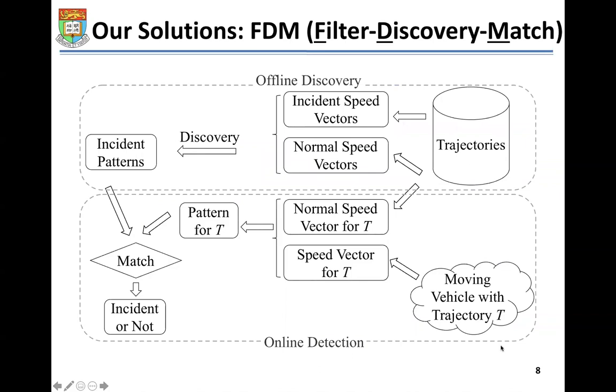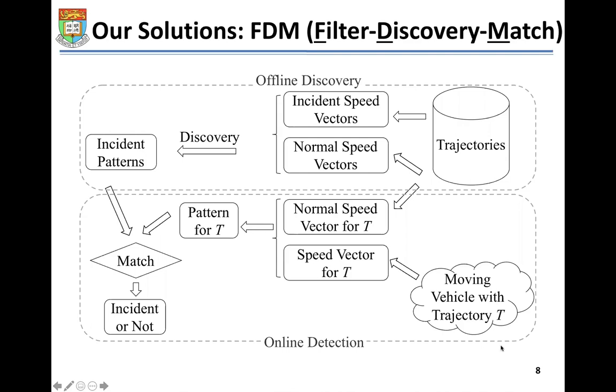This is the framework of our solution. Our general idea is to look at the change in trajectories, because vehicles affected by incidents have different patterns than those not affected by incidents. We use these patterns behind trajectories to detect incidents.